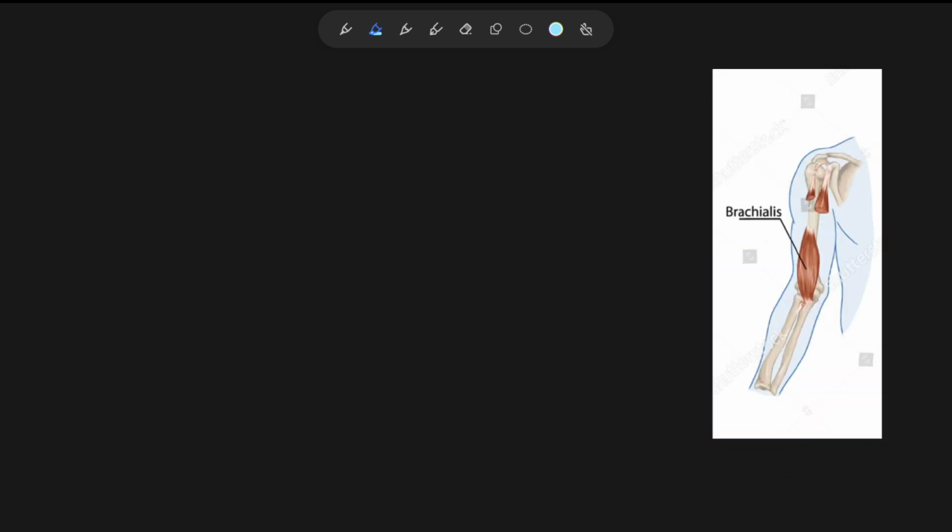So, the image given here is about brachialis muscle. Let's do the origin and insertion of it. The origin of this muscle is, see from where it is originating, the mid shaft of the humerus bone. And where is it inserting? This is the radius, and this is of course the ulna. This is the ulnar tuberosity. Let's write it.